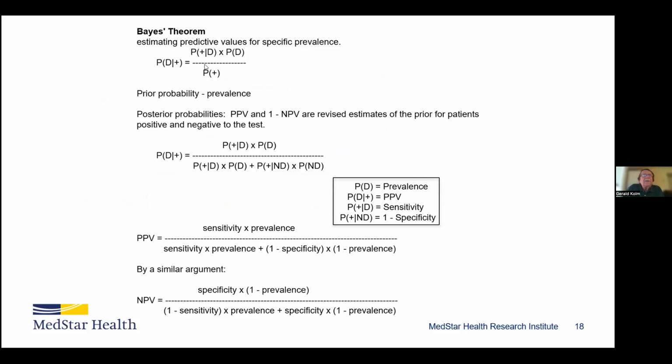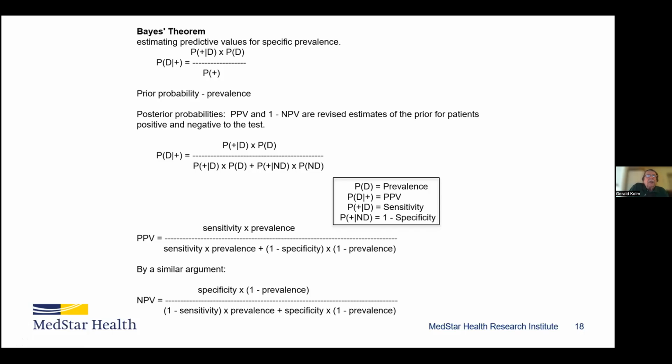So this is our Bayes theorem, as I had on the previous slide, just stated in terms of diagnostic tests. The probability of disease given a positive test is equal to the probability of a positive test given that you have the disease times the probability of the disease, which is the prevalence, divided by the probability of a positive test. In diagnostic testing, our prior probability is the prevalence, and our posterior probabilities that we're going to calculate are the positive and the negative predictive values.